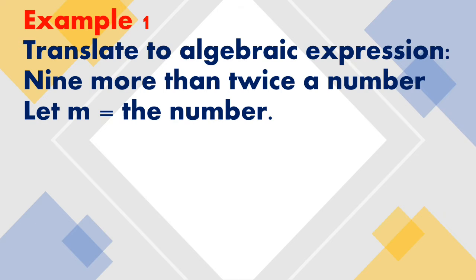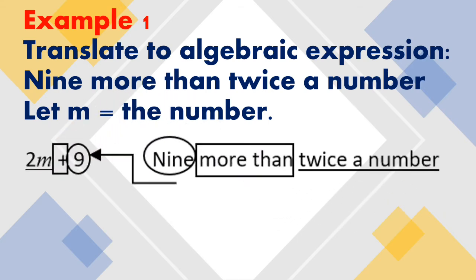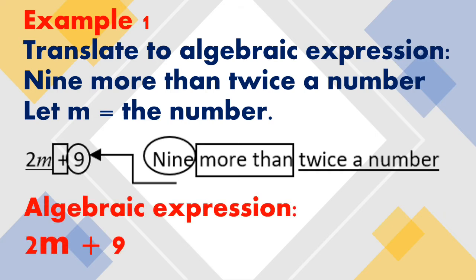Example 1. Translate to algebraic expression 9 more than twice a number. Let m be the number. So the algebraic expression is 2m plus 9.